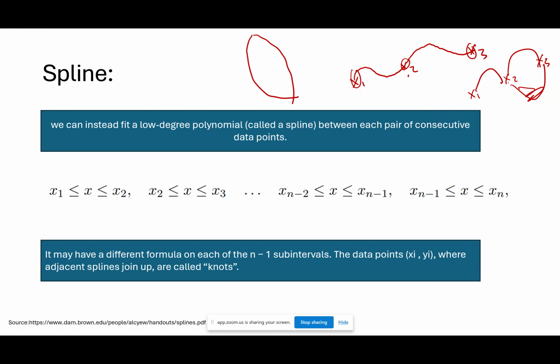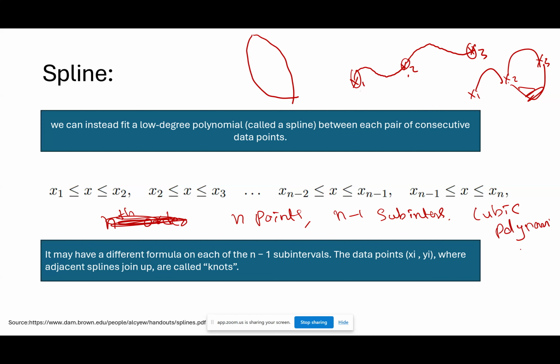Now here's a question. You have an nth order polynomial with n points and n minus 1 subintervals, and for each subinterval you want to build a cubic polynomial. So any guesses how many parameters we need to find?